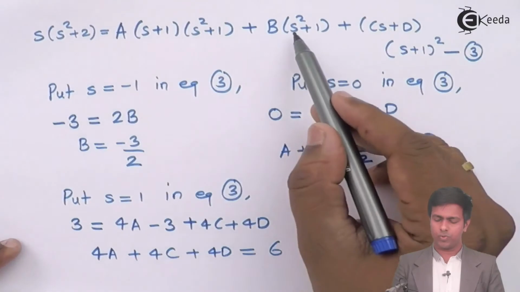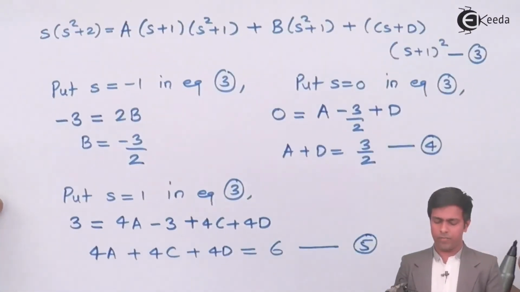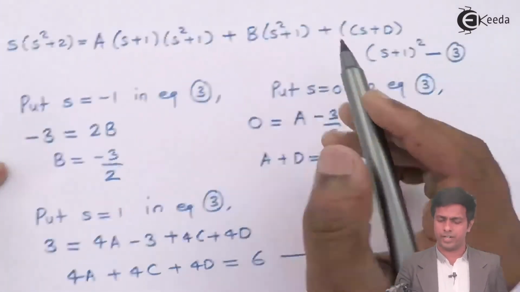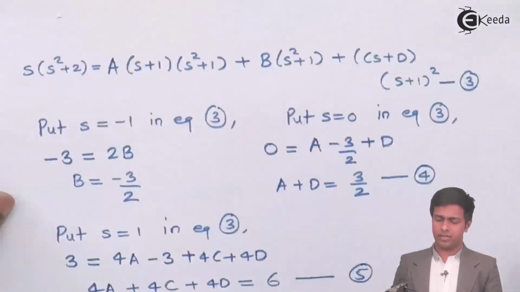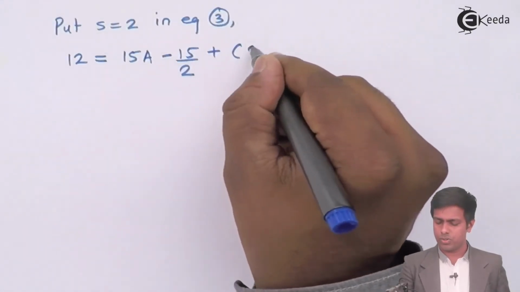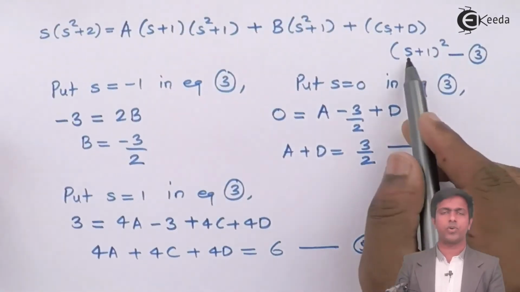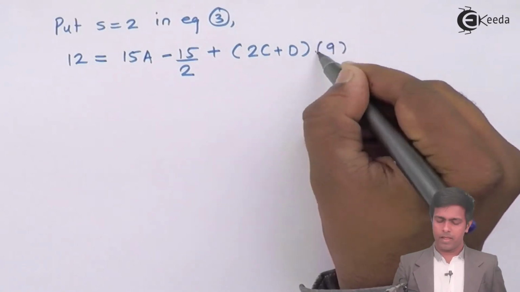Next, 2 square is 4, 4 plus 1 is 5, so 5b. And guys, the value of b is -3 by 2. So -3 by 2 into 5 is -15 upon 2. Next, s is 2, so that will become plus 2c plus d, and here we will get 2 plus 1, 3, and 3 square is 9, so into 9. Let's simplify this.